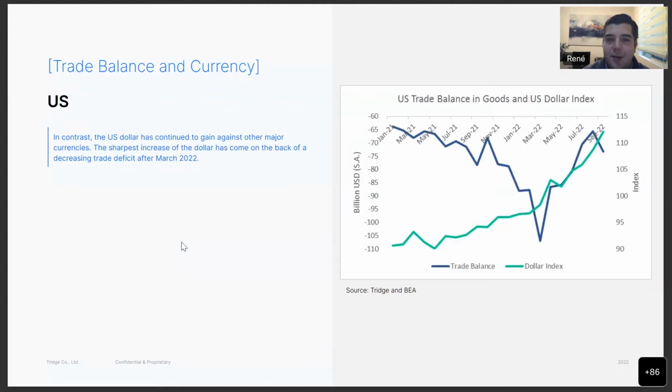So now let's look at the other side of the coin, the US. The US has mostly had trade deficits in the last decades. It's almost always in deficit because it has a large demand for foreign products, okay? But if we look into 2022 monthly data, we can see how this deficit started to narrow after a very big widening in March. And this also corresponds to a strengthening US dollar. You can see here in the graph, as the deficit narrowed after March, there's a clear upward sloping dollar there, okay?